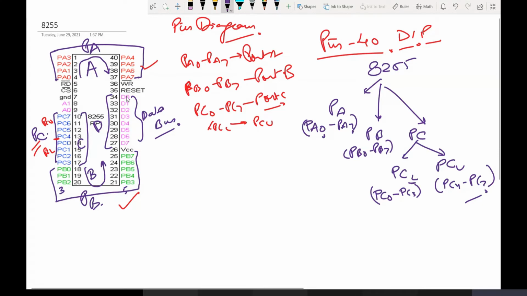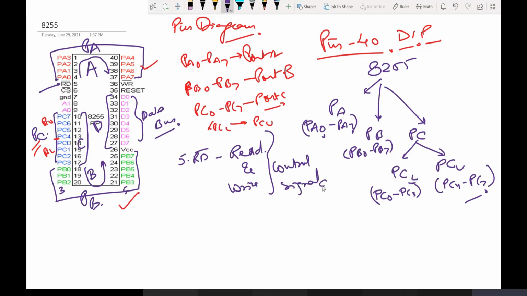After that, there are a few pins, like pin number 5, which is RD bar. RD stands for read, and the other one is write. What are these two? These two are control signals, and they will be driven by the microprocessor. When the processor wants to read something, it will send the command read, and it will send the command write when it wants to write. So they are the control signals, governed by the actions of the microprocessor.